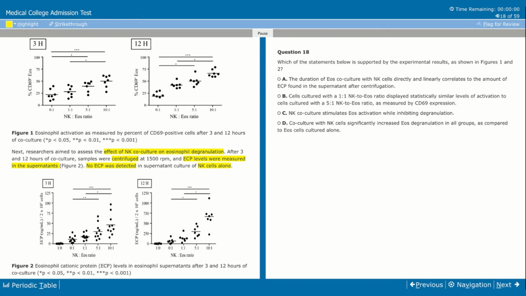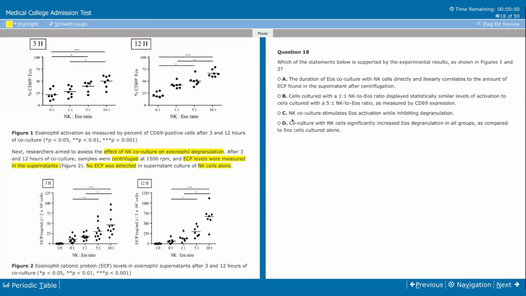So 1-to-1 displayed statistically similar levels of activation to cells cultured with a 5-to-1. So we have 1-to-1 and 5-to-1, and we can see that the statistical significance bars at the top, none of them cover 1-to-1 to 5-to-1. So they're not a statistically significant difference, and so we can potentially say they're similar. So I like answer choice B. Let me just read the other ones.